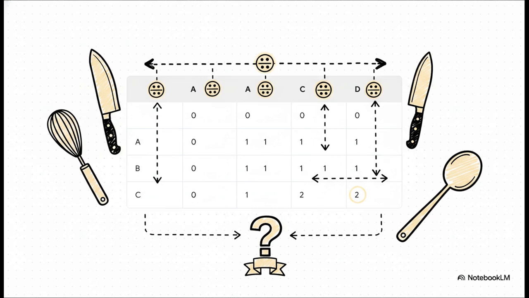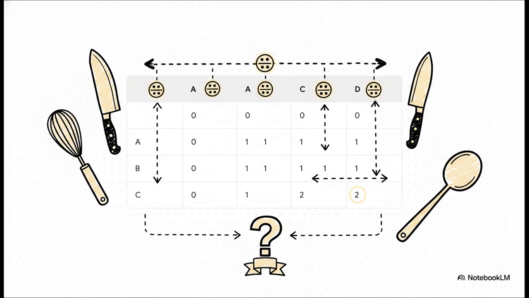And this table you're seeing, this is the prepared chef's kitchen counter. It's how we organize all our work. We create this 2D grid with one string running along the top and the other down the side. Then we just fill it in, one cell at a time, from the top left to the bottom right. Each cell's value is calculated using the values of its neighbors. And here's the best part.